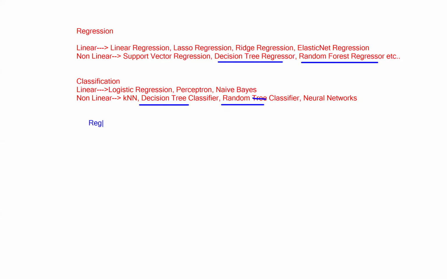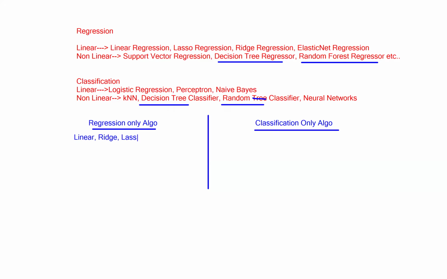So if I talk about regression only algorithms, and then on the right hand side, let me write down classification only algorithms. Okay, so under the regression only category, let's see what algorithms we have. Linear regression, ridge regression, lasso regression, elastic net, quantile regression. So these are some regression only algorithms.